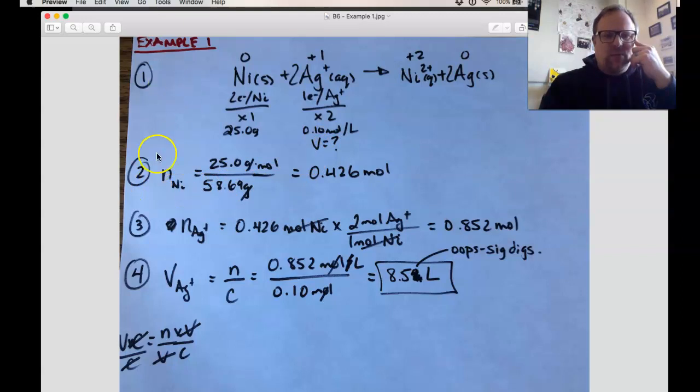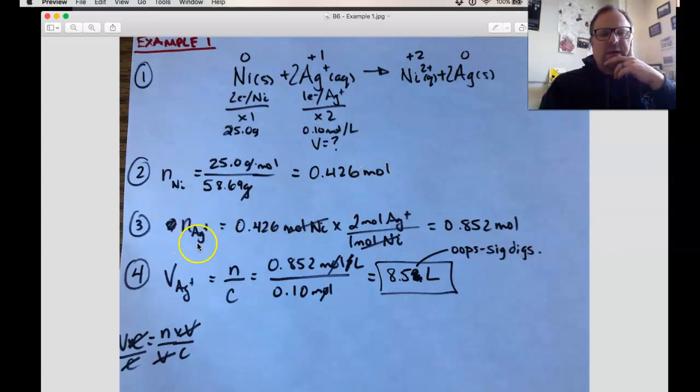Step 2, that was step 1. Step 2, figure out the number of moles of your measured substance. If you've got mass, you automatically can figure out number of moles. Just use the molar mass, which I pulled out of our periodic table, which gives me 0.426 moles of nickel.